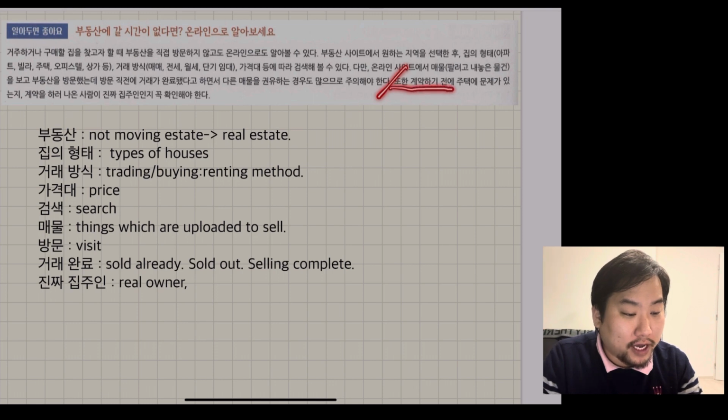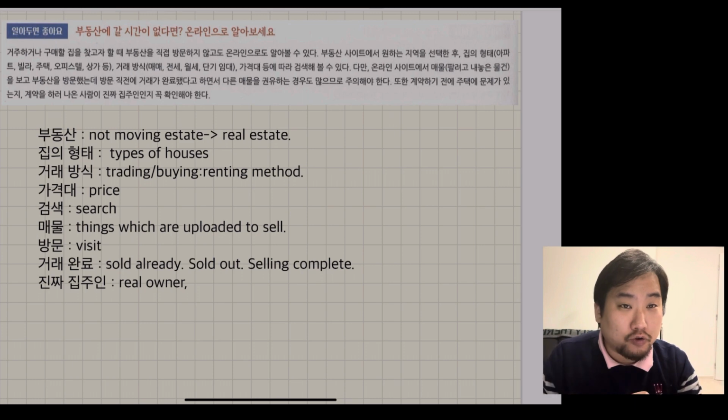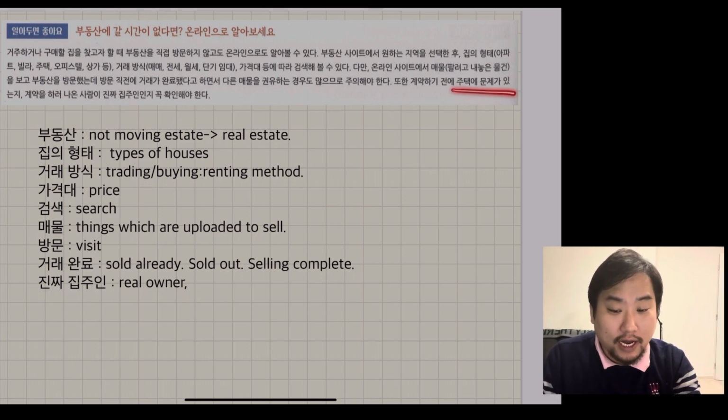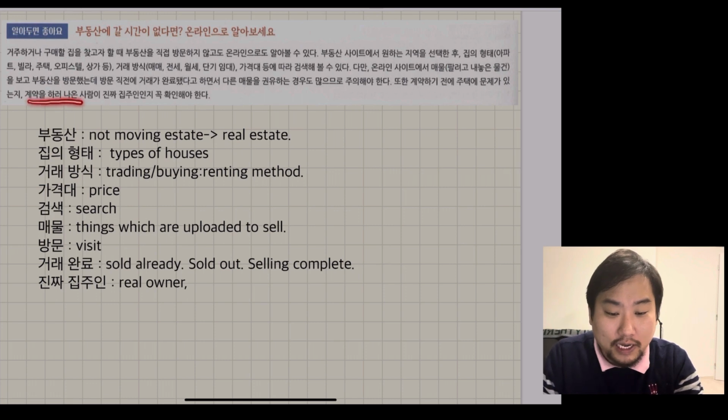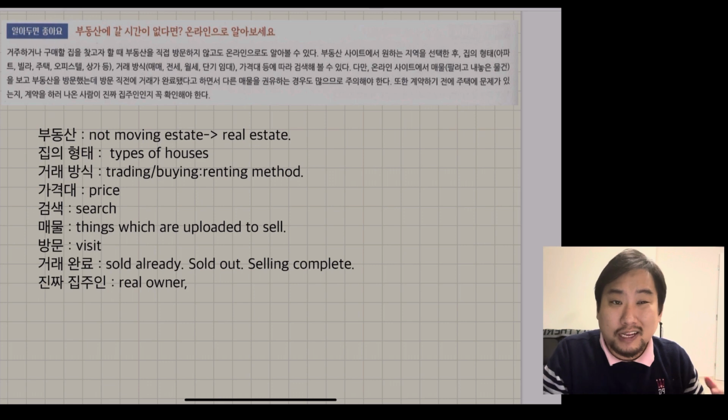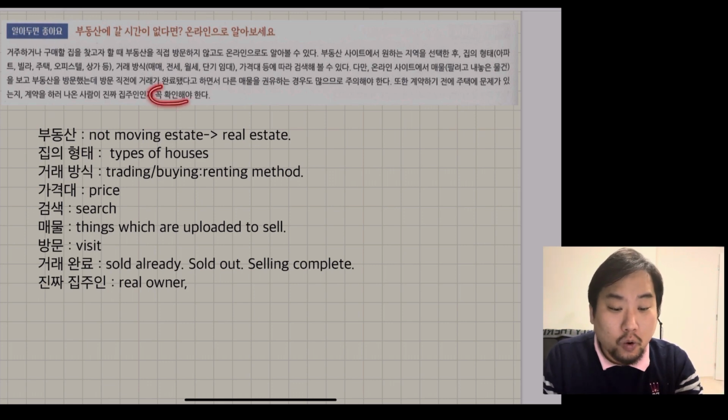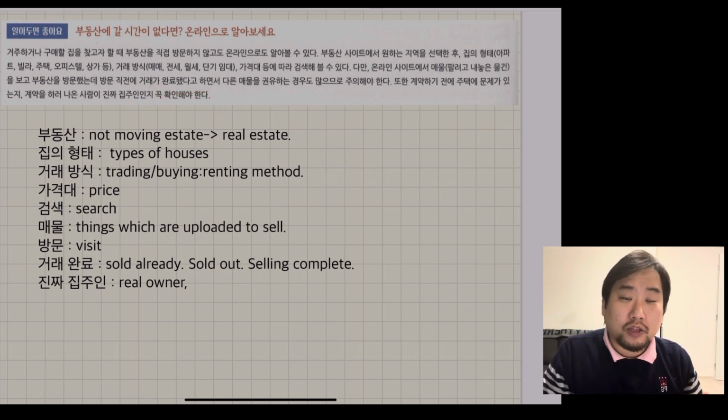또한 계약하기 전에 주택에 문제가 있는지. So also before contracting the house, 주택에 문제가 있는지. If there is a problem, 계약을 하러 나온 사람이 진짜 집주인, the real owner, not a fake owner인지 꼭 확인해야 돼. You should check the owner's name.